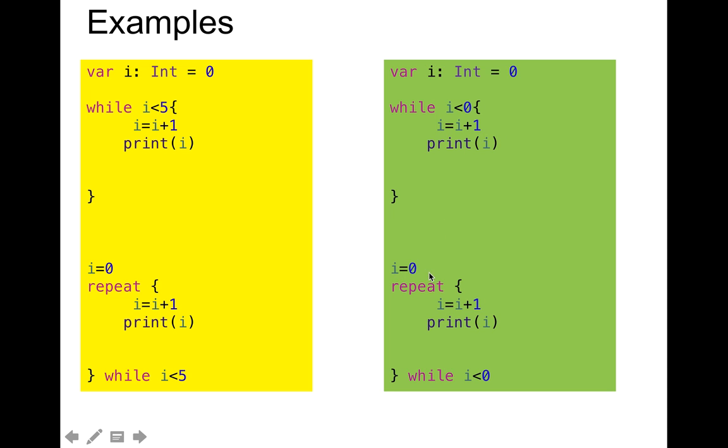However, let's see this one. If we use repeat while, i equals 0, because we first need to execute once, so i equals 0 plus 1. Then it prints i, which is 1. So the printout will be 1. After that, it evaluates the condition. Because 1 is more than 0, it's not less than 0, so it will stop here. But we already printed once, whereas the while loop did not print anything. So that's the difference between while and repeat while.